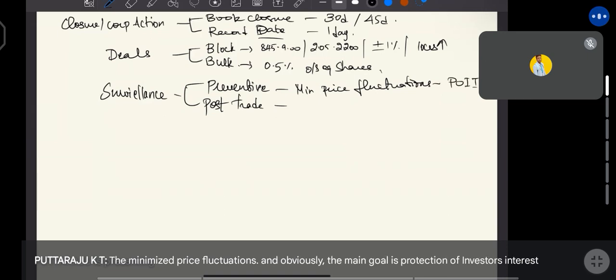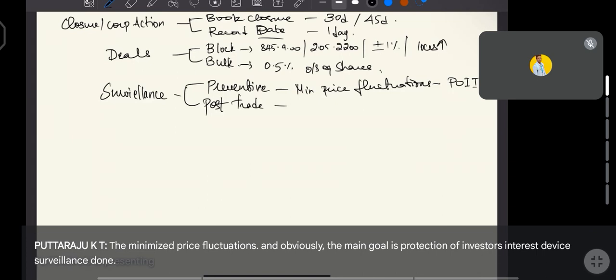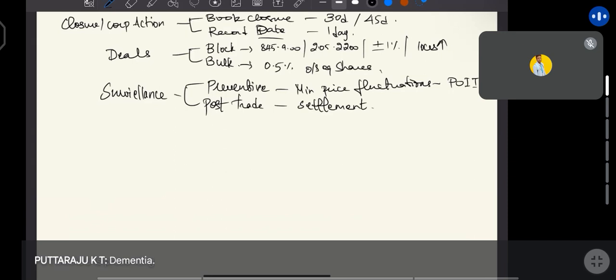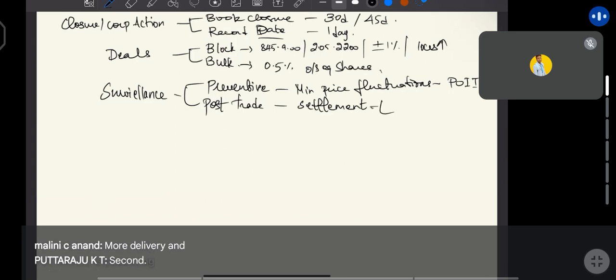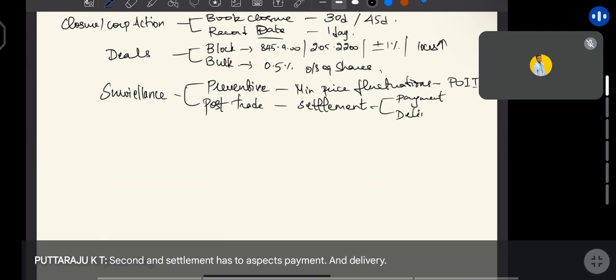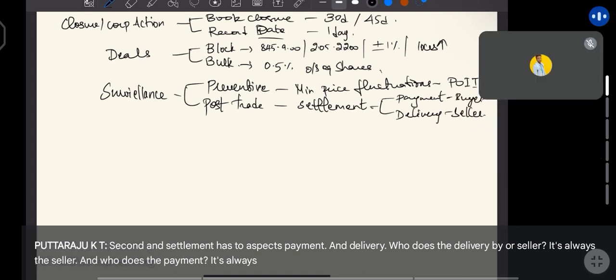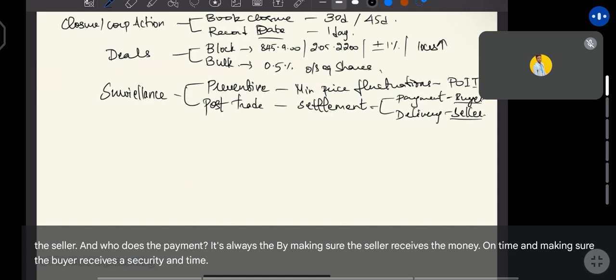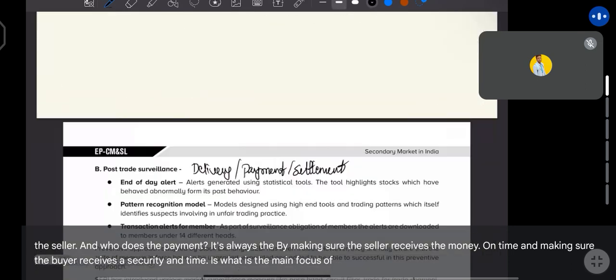Why is post-trade surveillance done? To ensure delivery and payment, that is, settlement. And settlement has two aspects: payment and delivery. Who does the delivery? Buyer or seller? It's always the seller. And who does the payment? It's always the buyer. Making sure the seller receives the money on time and the buyer receives the security on time is the main focus of post-trade settlement mechanisms.